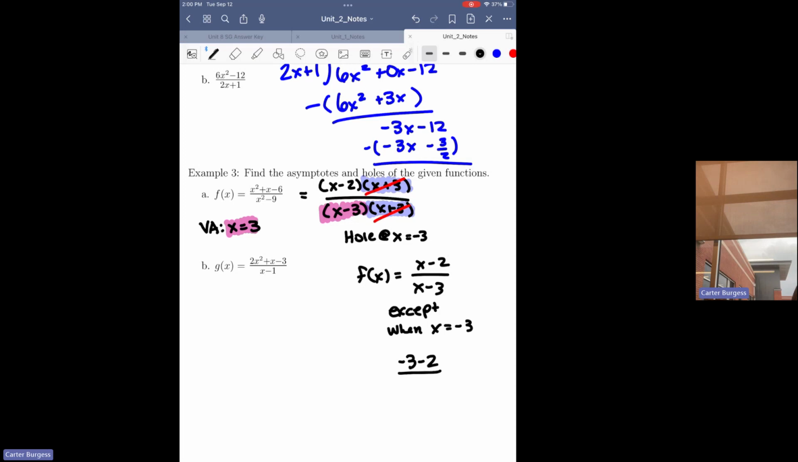This is going to be -3 minus 2 over negative 3 minus 3. I get negative 5 over negative 6, or 5 over 6. So if I were allowed to plug negative 3 into my simplified function, which I cannot, I would get an output of 5 over 6. That tells us the y value for our hole. And so our hole is the point (-3, 5/6).